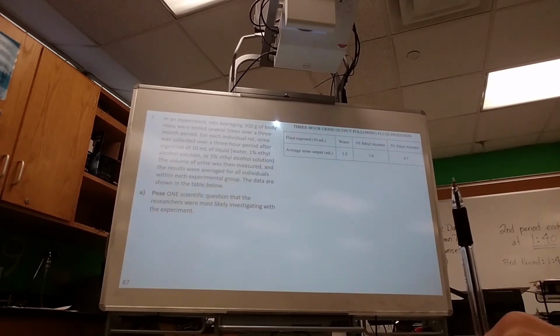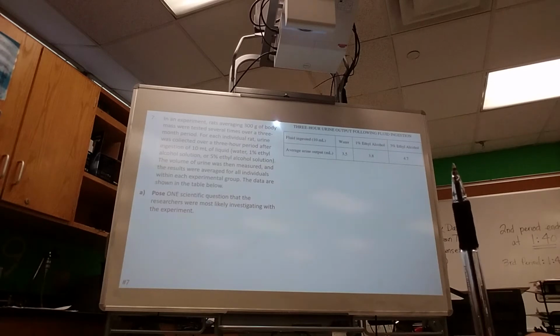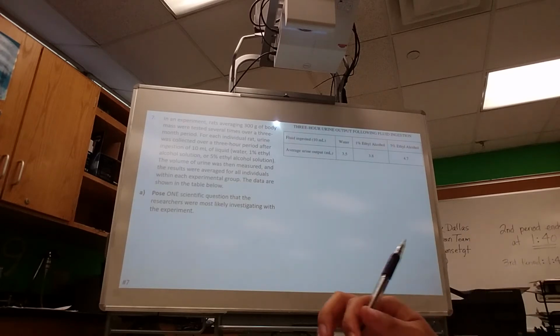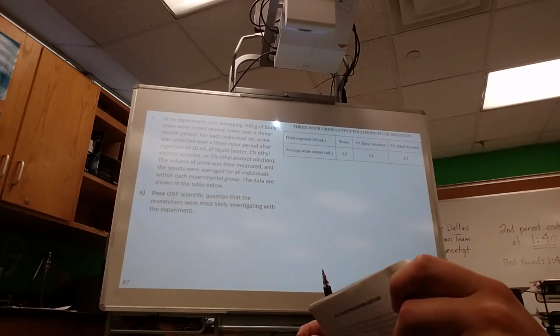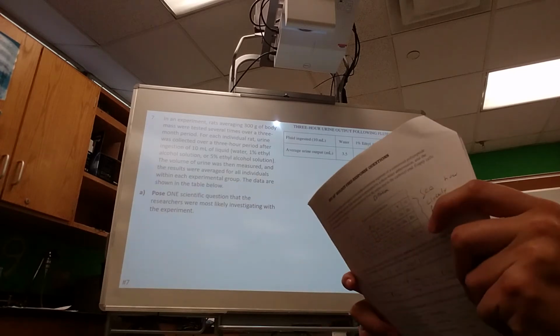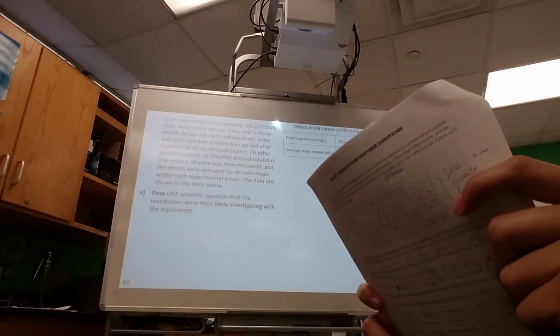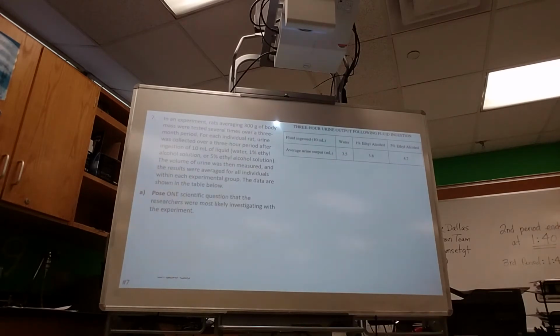All right, we went over this when we went over, I think, the semester 1 exam, but I'll go over it with y'all. In an experiment, rats averaging 300 grams of body mass were tested several times over a 3-month period. For each individual rat, urine was collected over a 3-hour period after ingestion of 10 milliliters of liquid. One of those was water, one was 1% ethyl alcohol, one was 5% ethyl alcohol. The volume of urine was then measured and results were averaged for all individuals within each experimental group. The data are shown in the table below. Pose 1 scientific question that the researchers were most likely investigating.